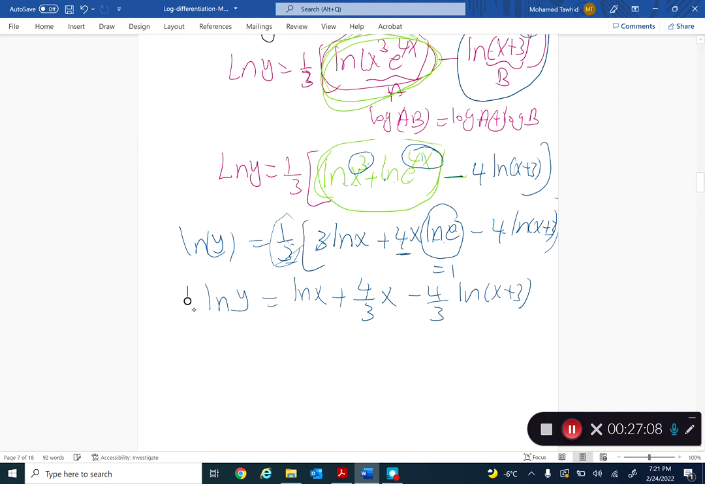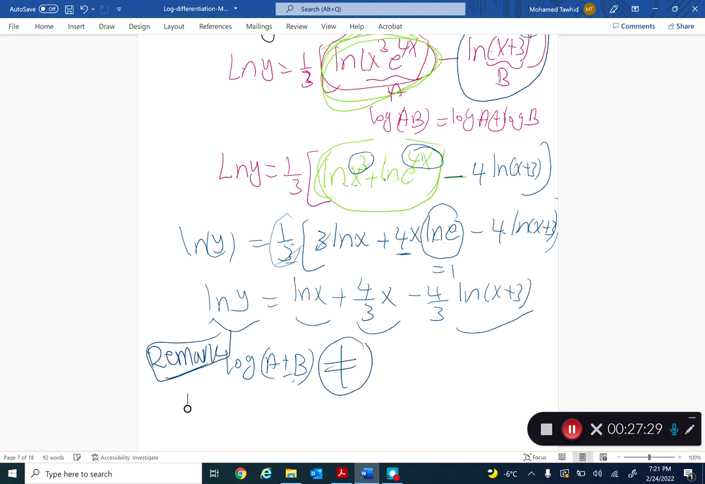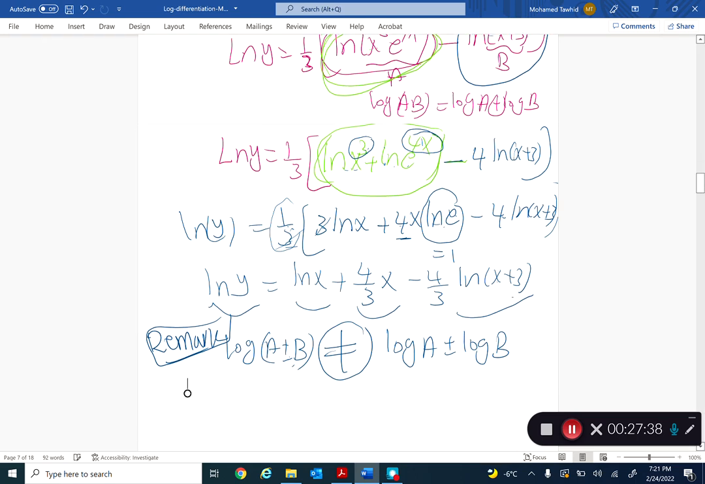So now, is that the maximum you can simplify? Yes, I cannot simplify more than that, because remember, a remark: if you have log of a plus or minus b, that does not equal log a plus or minus log b. They are not the same. Because of that, I cannot break that down. So that's the maximum you can do.